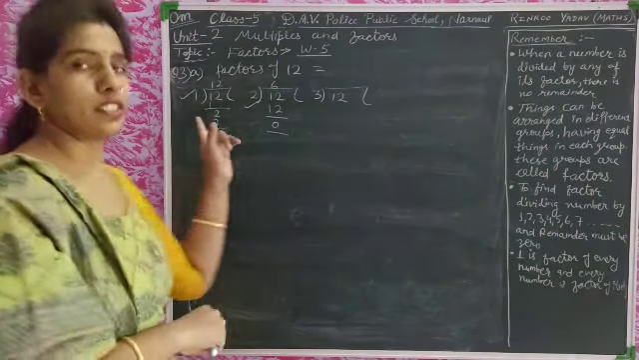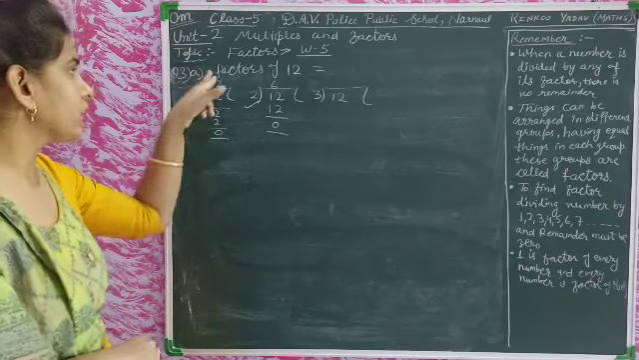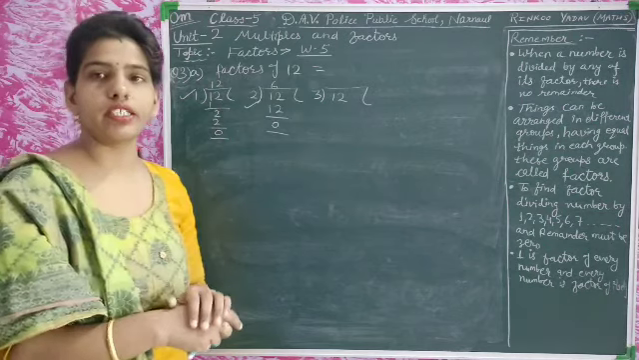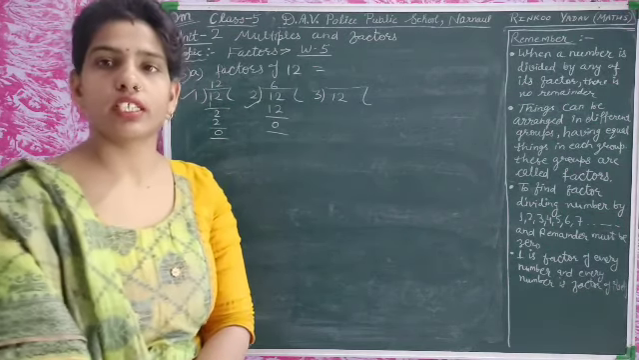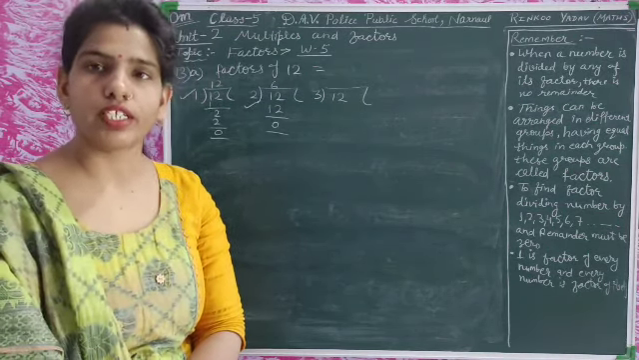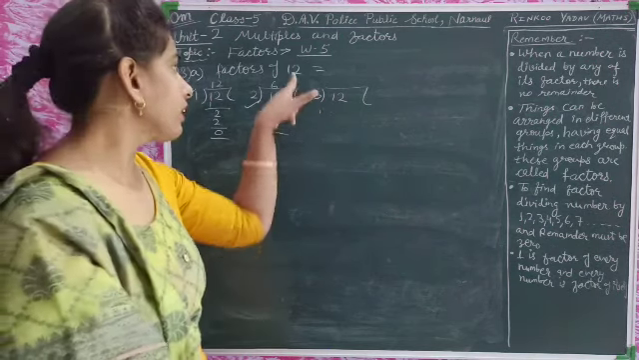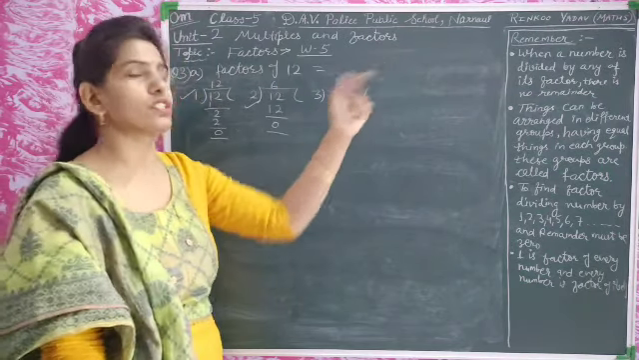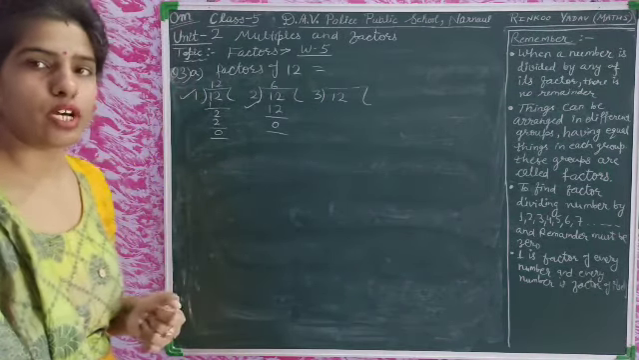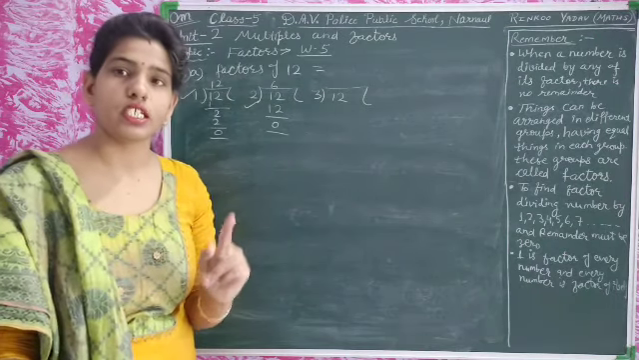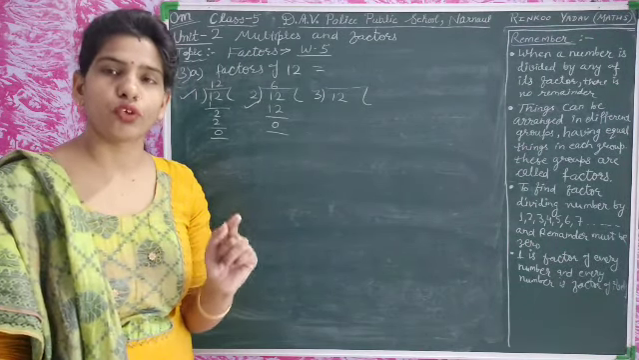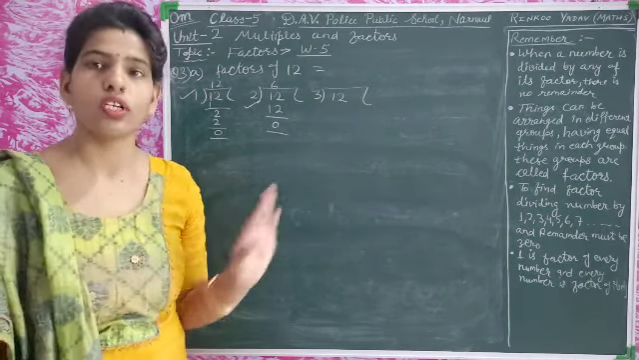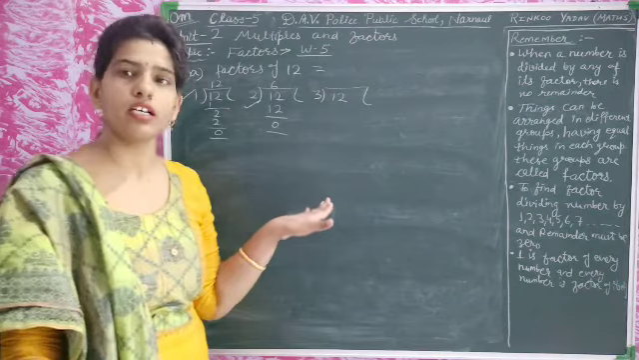Now students, there is question number 3. In question number 3, all the parts are about finding the factors of numbers. We have to find the factors of any given number. In part A, 12 is given. We have to find the factors of 12. To find the factors, we will divide this number by 1, 2, 3, 4, 5, 6 and so on, up to where we do not get the answer.